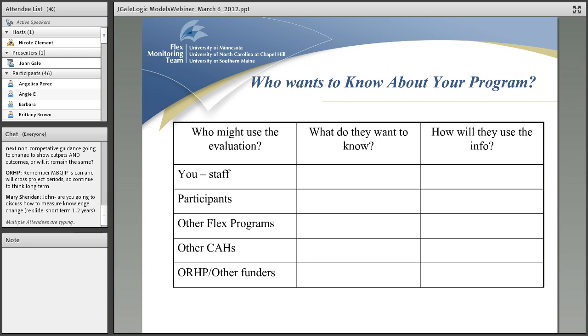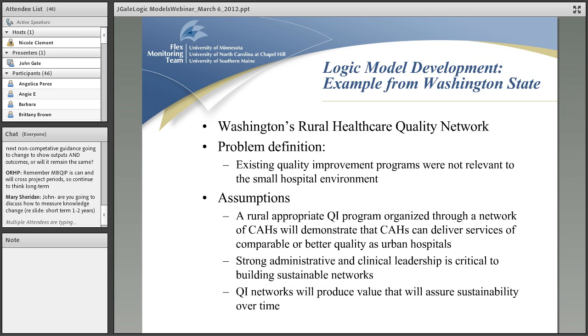There are other hospitals. Is it your funder? ORHP obviously wants real specific outcome data and results. So it's useful to use these tools to clarify and think about how each stakeholder might access your data and might want to use your logic model. So I'm going to use an example from Washington State.